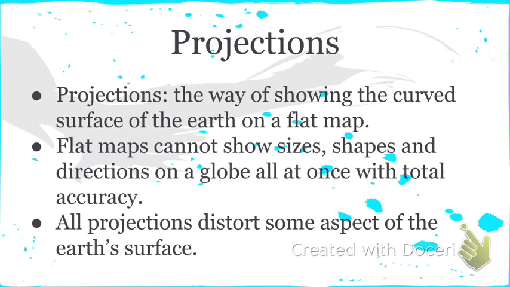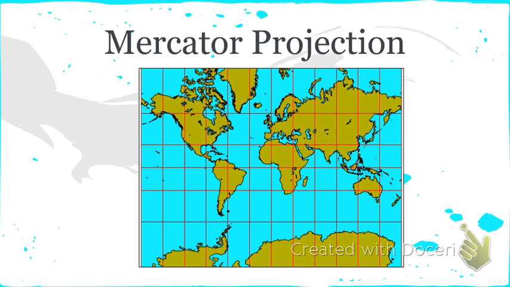I'm going to go over this very quickly. I would just like you to be familiar with what each projection looks like. So you have the Mercator. The Mercator projection shows most of the continents as they look on the globe, but the projection stretches out the lands near the North and South Pole, so the land is going to look bigger.